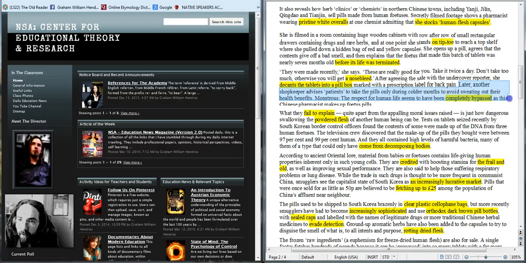Monstrous. The respect for human life seems to have been completely bypassed as this Chinese pharmacist makes up fetus pills.